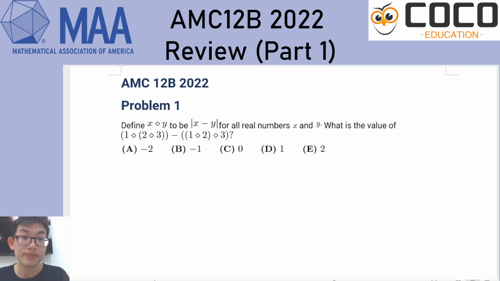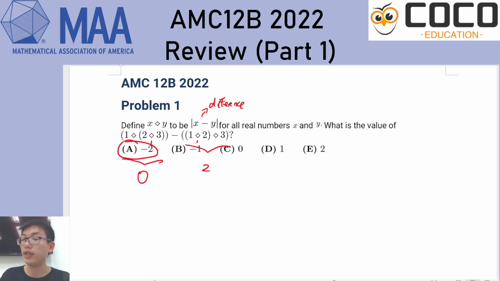So question 1. This is a computational question. Absolute value x minus y just means difference. And so 2 and 3 difference is 1, 1 and 1 difference is 0. 1 and 2 difference is 1, 1 and 3 difference is 2, 0 minus 2 will be negative 2. So answer is option A.